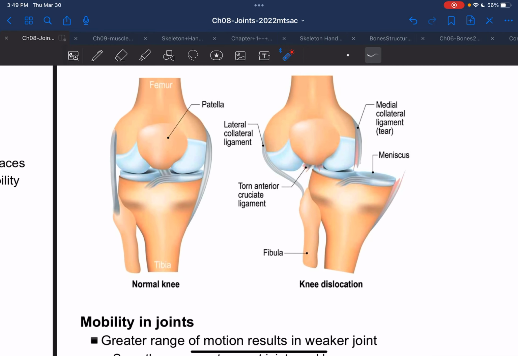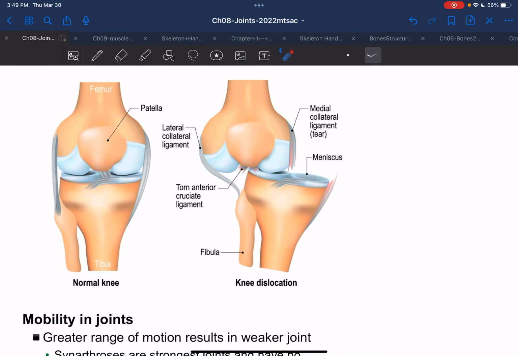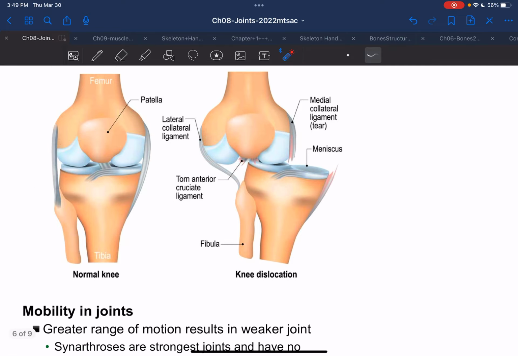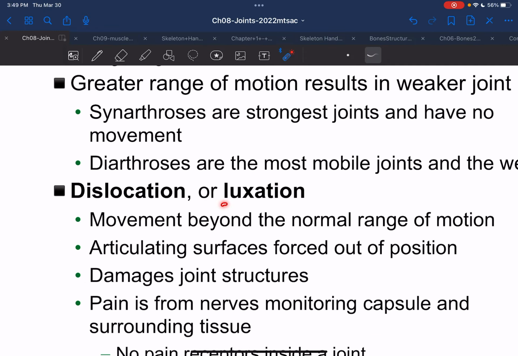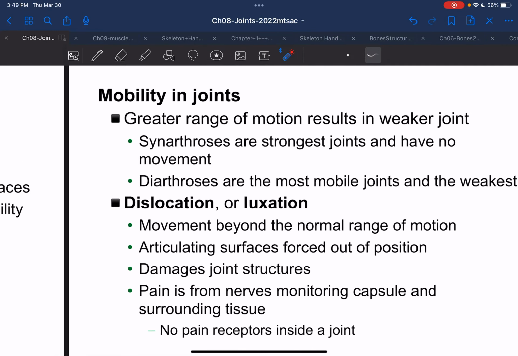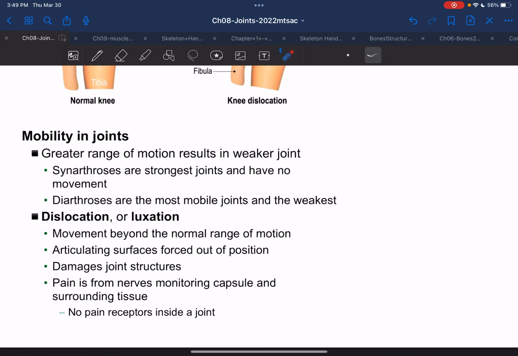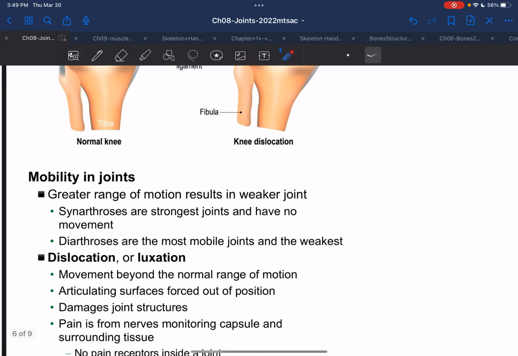And dislocation is not the same thing as a fracture. Dislocation implies that the bones are no longer in their appropriate orientation. This is sometimes referred to as luxation. Luxation, that's the same exact word.